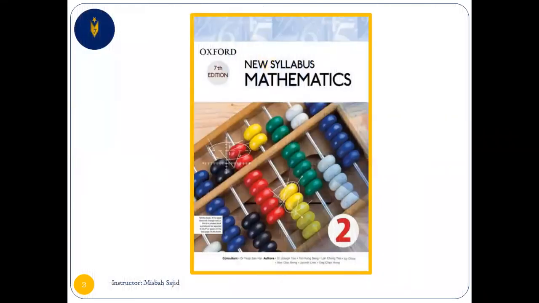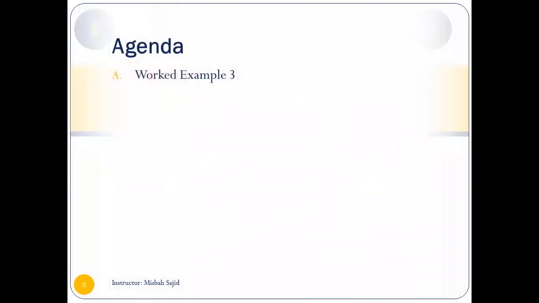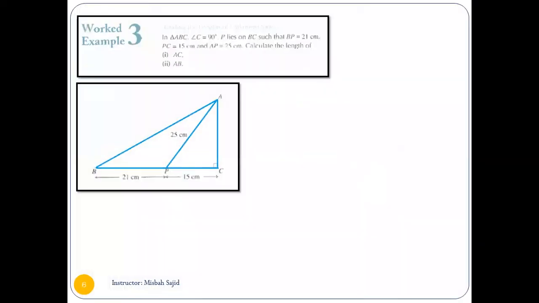Welcome to New Syllabus Mathematics Book 2, 7th edition. Chapter 10, Pythagorean Theorem. In this video, we are going to see worked example 3 from chapter number 10. So here it is, our worked example 3. Let's read out the statement of this question.